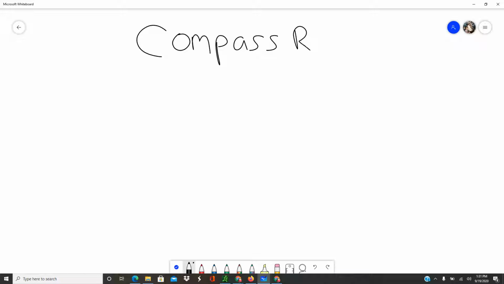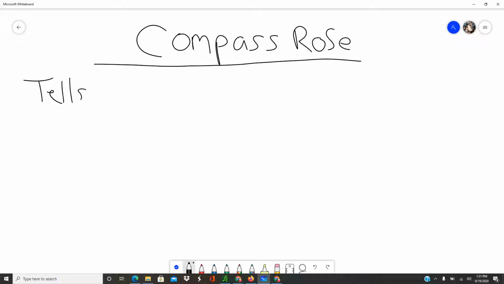And we're going to start with something called a compass rose. So I want you to write down on your first page, compass rose. And a compass rose, first of all, what it does for us, or for anyone looking at a map, is it actually gives us direction. All right, so a compass rose tells us direction.